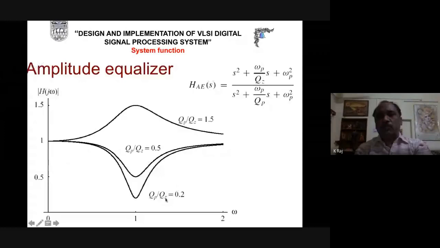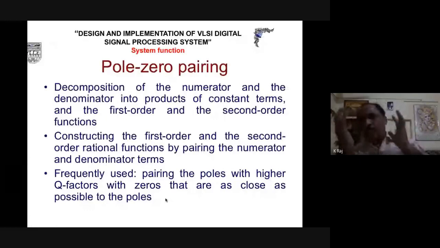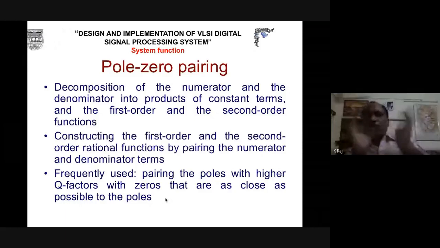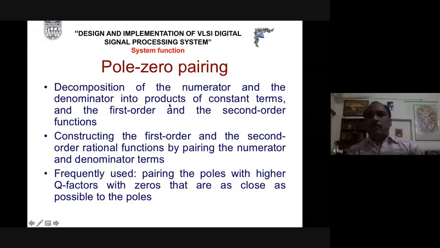So, there is one more concept that is named the pole zero pairing in the analog system. For the purpose of the pole zero pairing, what happens? First, decomposition of the numerator and the denominator into the products of the constant terms, and the first order and the second order terms is represented. Then, constructing the first order and the second order rational functions by pairing the numerator and the denominator terms.